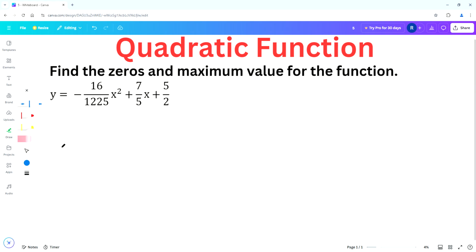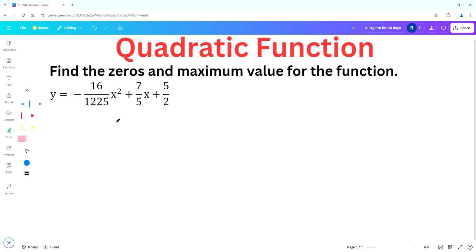In this video, we'll solve this quadratic function problem. As per the problem, find the zeros and maximum value for the function. We are given this quadratic function equation. Let's start by finding the zeros.